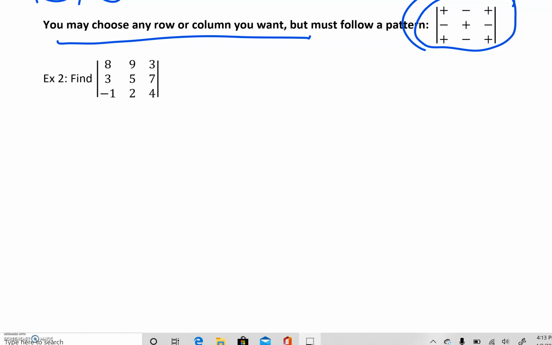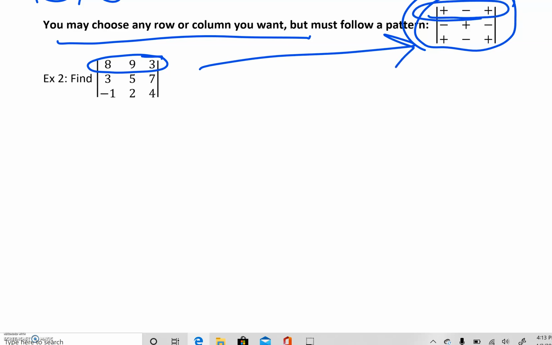Let's say I wanted to use row 1. So row 1 would be 8, 9, and 3. But I have to follow this pattern, and row 1's pattern is positive, negative, positive. So my 8 is positive, my 9 is negative, my 3 is positive when I'm doing this determinant process using the minors of specific terms. So I'm going to first use the 8, and then 8's minor would be the determinant of 5, 7, 2, 4, because if you mark these out, that's what you have left.